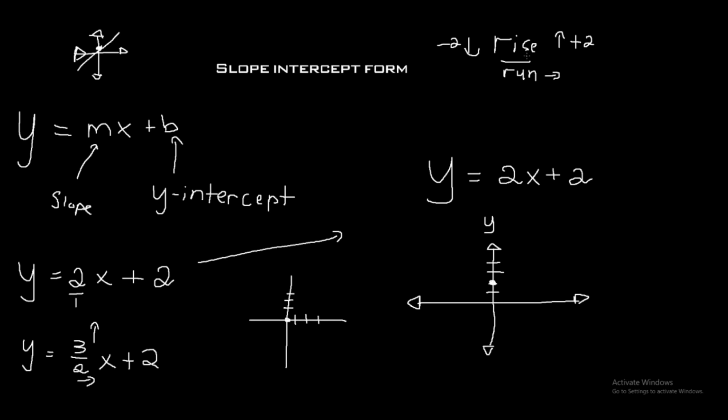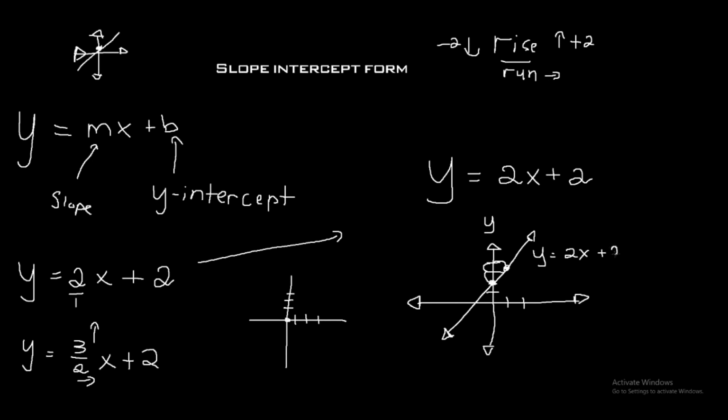Now, I said our rise is going to go plus 2. So 1, 2, and we're going to run 1 to the right. Boom. Going to connect these 2 points with a perfectly straight line, even though mine is not. We're going to use a ruler. Otherwise, the teacher might penalize you. All right. But this is pretty much how we graph slope-intercept forms.